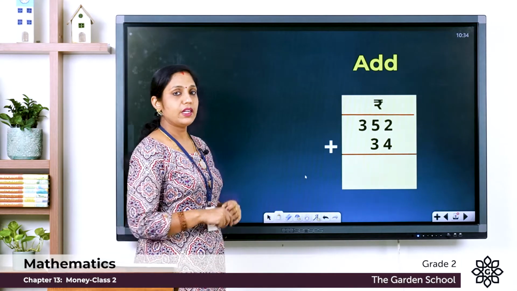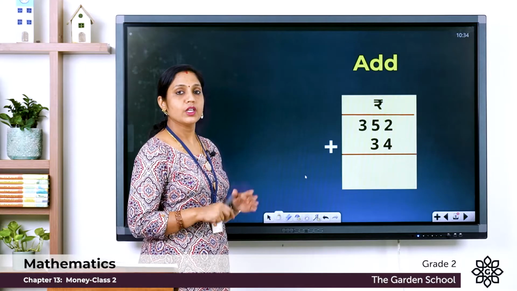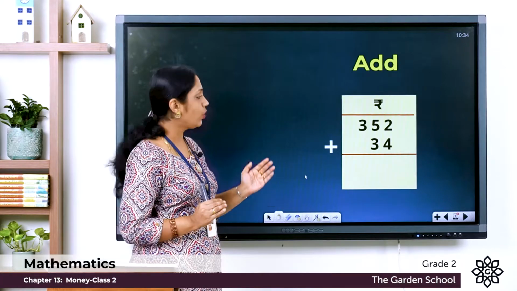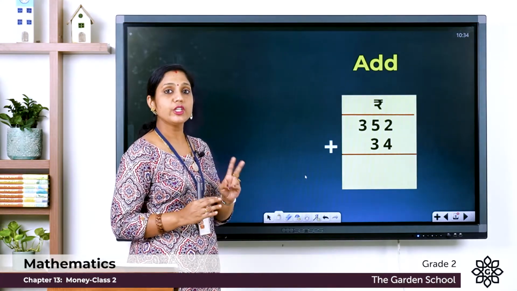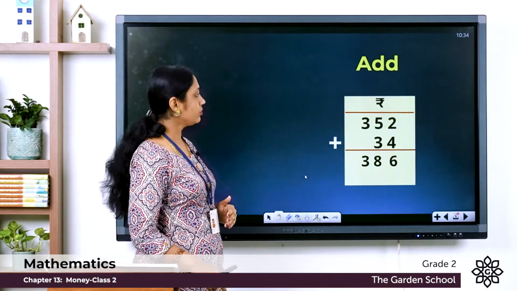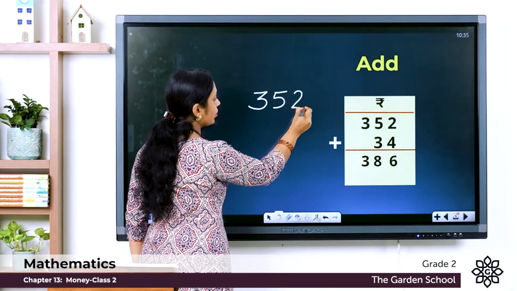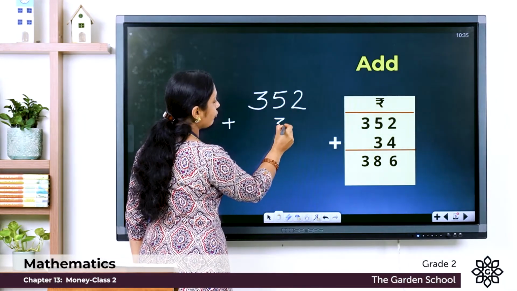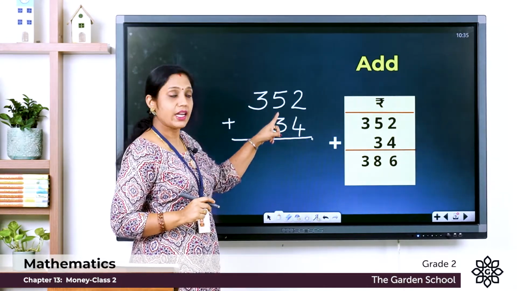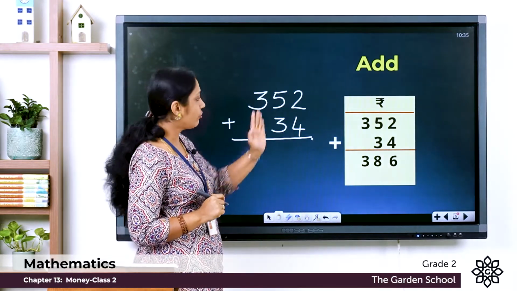Let's do another example. Here we have 352 plus 34. Here you can see that 352 is a 3-digit number. And what about 34? 34 has only 2 digits, so we can say it's a 2-digit number. Let's add this. Let's write 352 plus 34. Since 34 is a 2-digit number, we have to write 3 under the tens place, 4 under the ones place. Now let's start adding from the ones place.